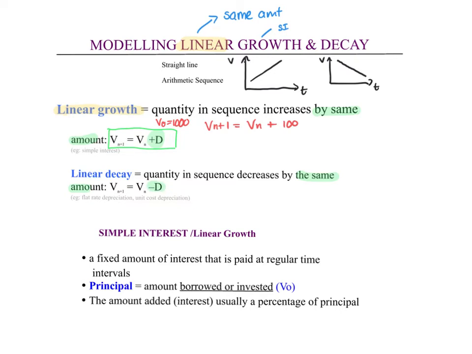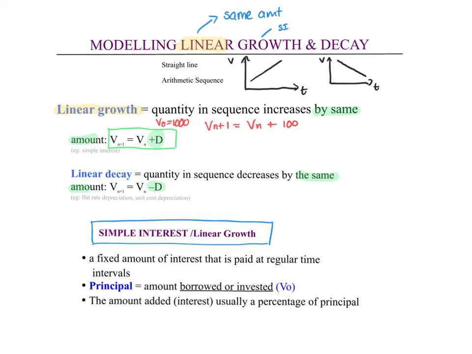All right. So as I said, simple interest is an example of linear growth. So let's have a look. Simple interest is a fixed amount of interest that is paid at a regular interval. It depends if you're getting monthly interest or yearly interest, but it will always be the same amount every time. So say every year we were adding $100.